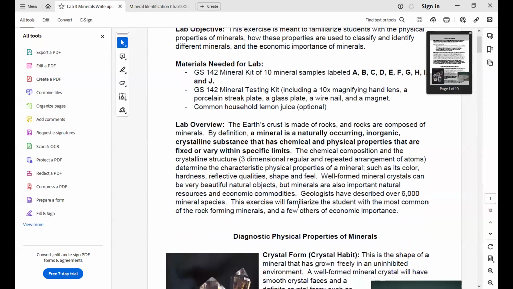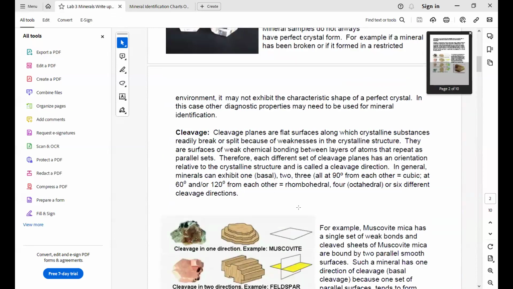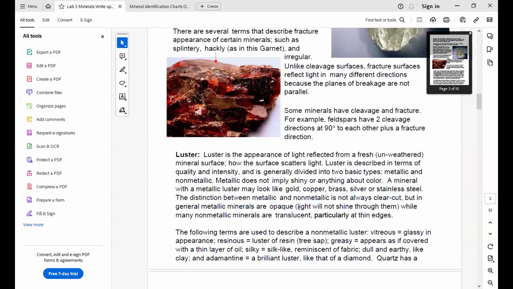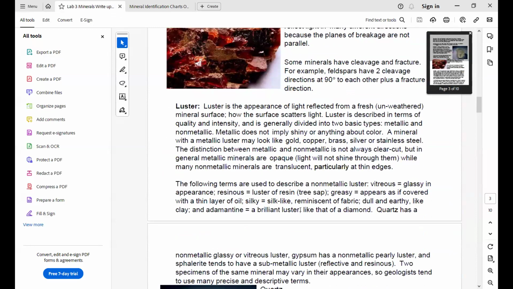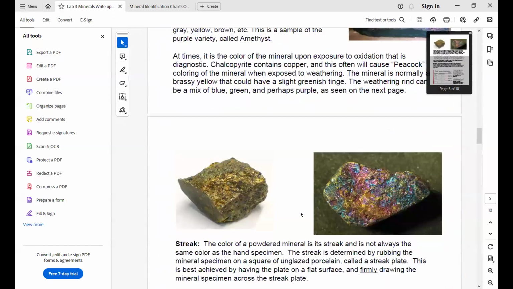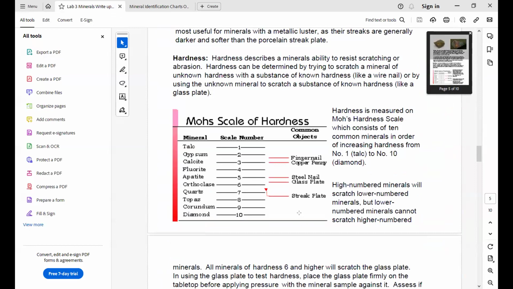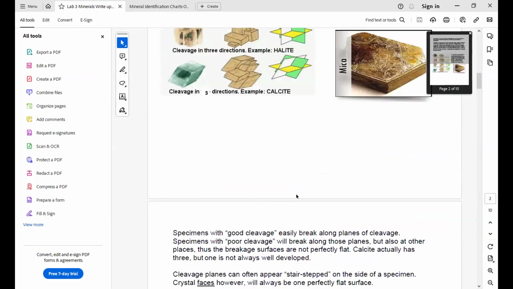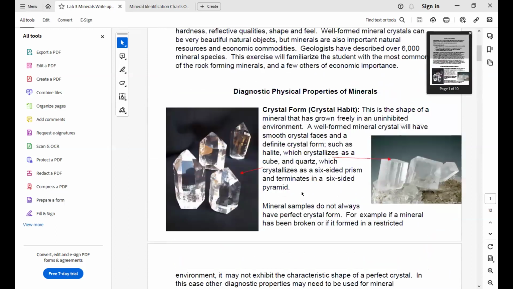So here's the overview of what you're going to do, and then we have a little bit of talking about the different attributes that minerals can have. Okay. So let's go down here. We have color. That's one of the things that we consider.